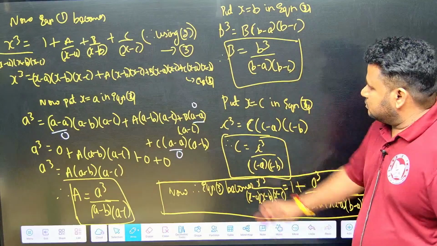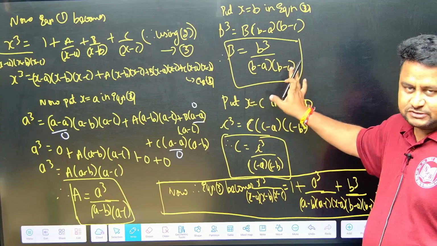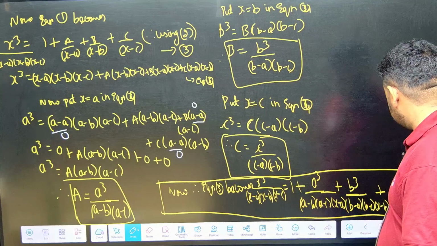Clear this one? Like this, how we are getting 0, here also we will get 0, so I have written it directly. Clear? You have to write it stepwise. You have to show the steps. Clear? Let us move to one more question that is there.